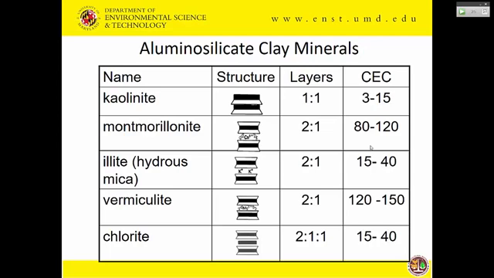A lot of charge. Chlorite. We have some of this in our soils. This is interesting. It's a 2-to-1 with another layer in between, another alumina layer in between. It's called a 2-to-1-to-1, and it's 15 to 40.